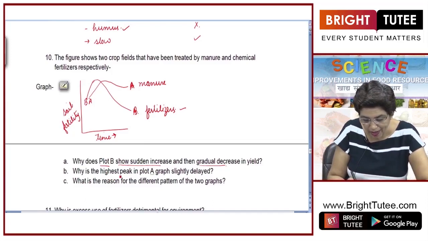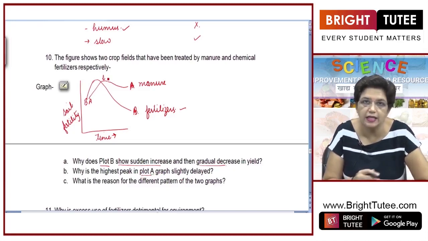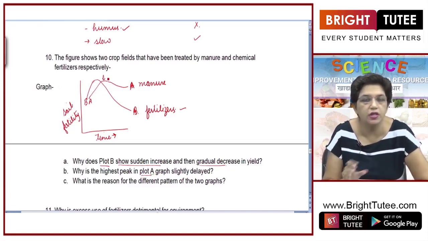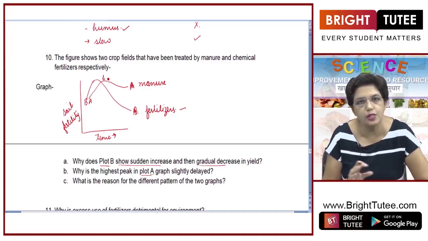Second question, why is the highest peak in plot A graph slightly delayed? So, in the A graph the highest peak is slightly delayed, because manures do not contain a high quantity of nutrients and they are not nutrient specific.